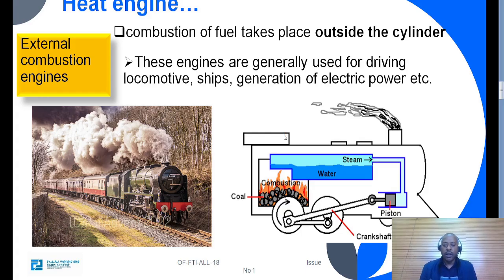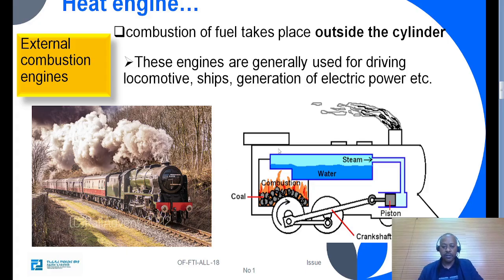Let's see the detail. External combustion engine. The combustion of fuel takes place outside of the cylinder. These engines are generally used for driving locomotives, ships, and generation of electric power. So this picture shows the locomotive, an external combustion engine powered and operated on a rail.